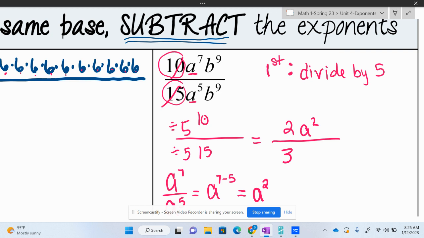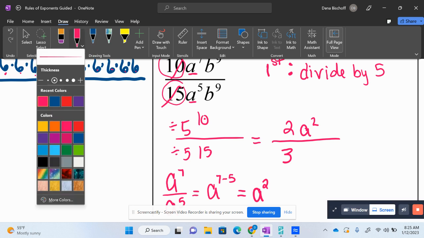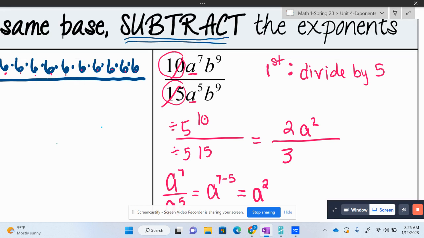Well, I'm going to go back to that idea of expanding. So I'm going to do some scribbling off to the side here to get us to think about what really just happened. I want to change the color though. Here we go. So what really just happened?